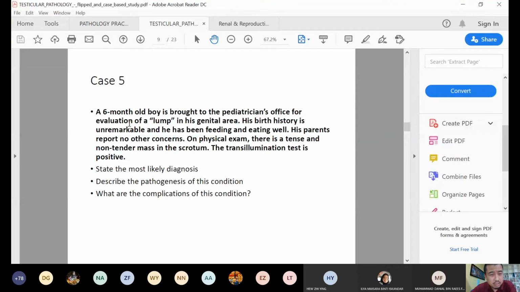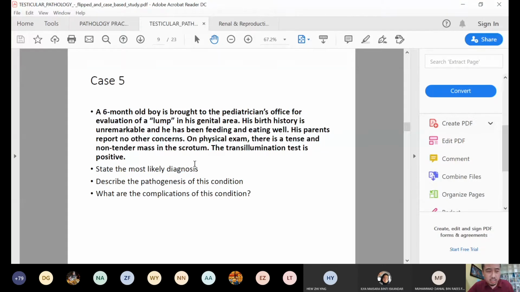The presentation is a lump in the genital area. There is a tense and non-tender mass in the scrotum. The trans-illumination test is positive. So this is hydrocele, and the pathogenesis is failure of closure of the tunica vaginalis, so you have accumulation of fluid between the layers of the tunica vaginalis. The complications include inguinal hernia and infection.